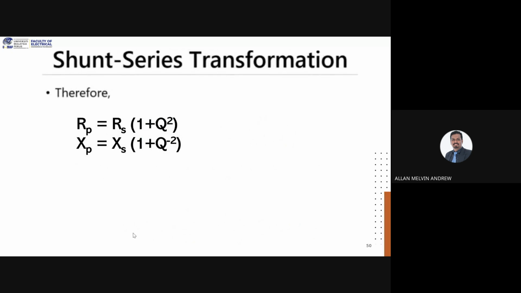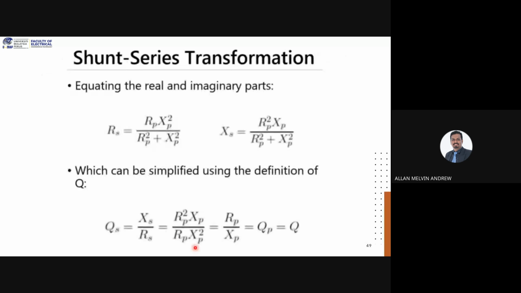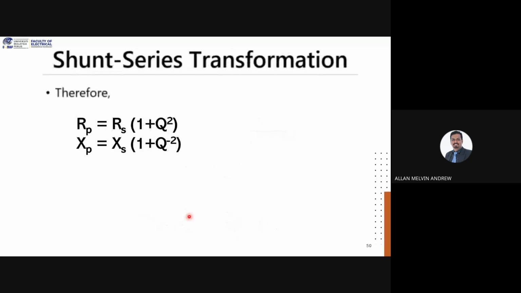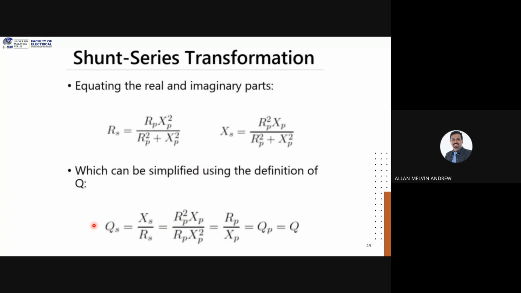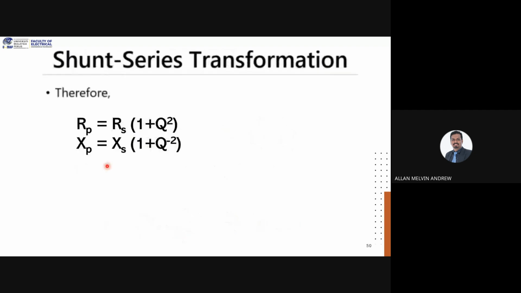Okay, so shunt-series transformation. After you rearrange this, you will get this formula. Rp equals Rs times (1 plus Q squared), and Xp equals Xs times (1 plus Q to the power of negative 2). So this is based on how you rearrange this, and you can use this linear formula.